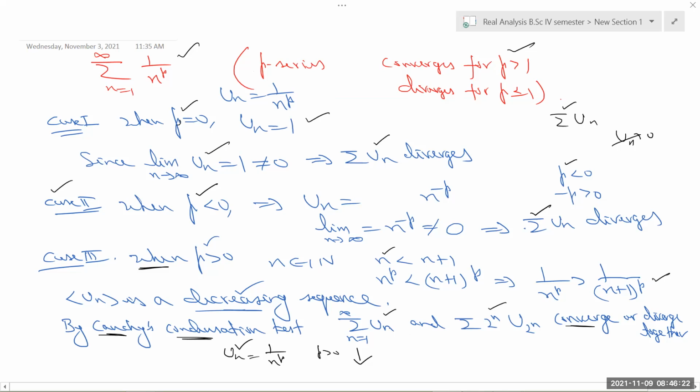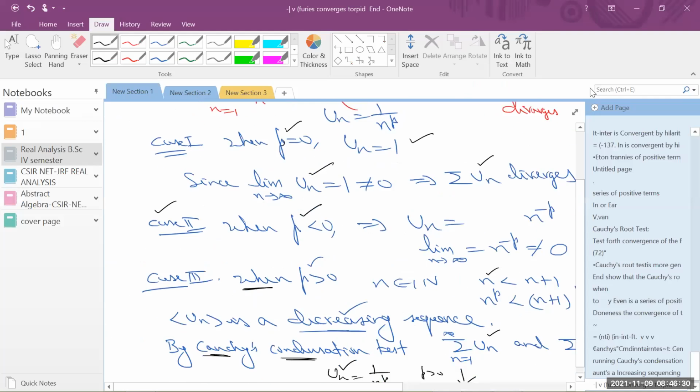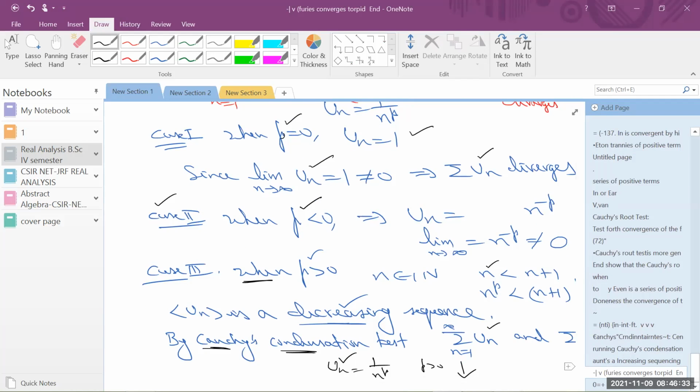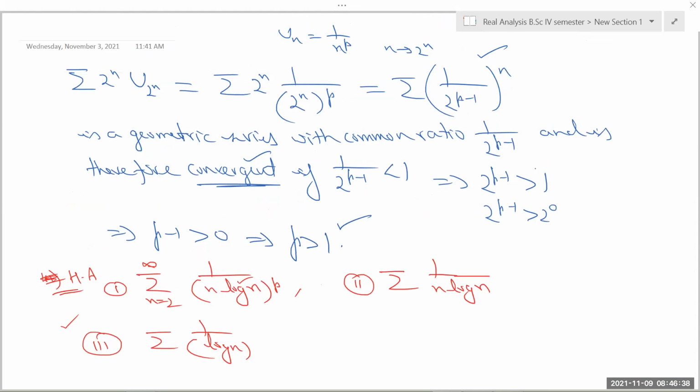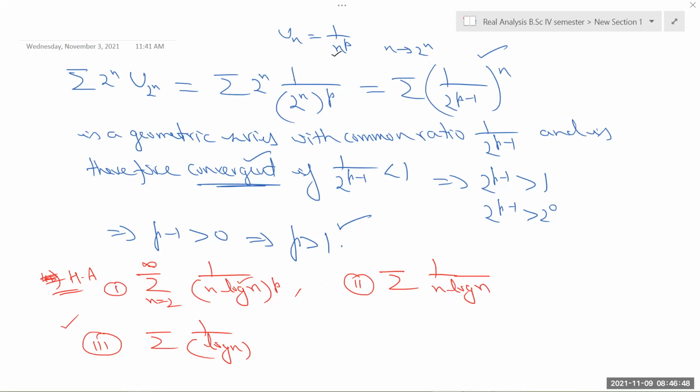Now let us compare these two series. What will happen if I replace n by 2 to the power n, and then multiply by the term 2 to the power n and take the summation? So in u_(2^n), let us replace n by 2 to the power n. So it will be 1 by 2 to the power n, whole to the power P, and multiply it by 2 to the power n. After multiplying and simplifying it, we will have 1 by 2 to the power (P minus 1), whole to the power n.